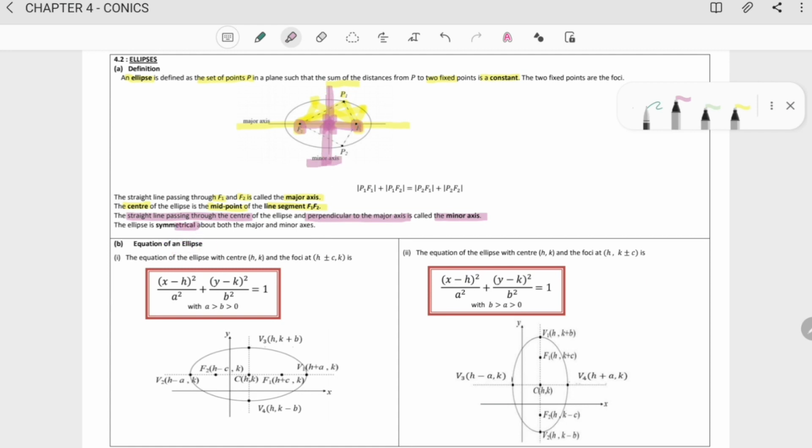The ellipse is symmetrical about both the major and minor axes. So from here to here and from here to here is the same distance. Same goes for the other sides. Everything must be symmetrical.